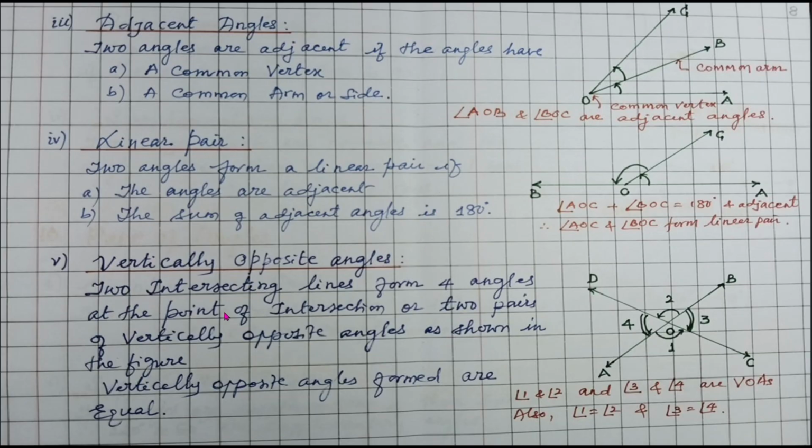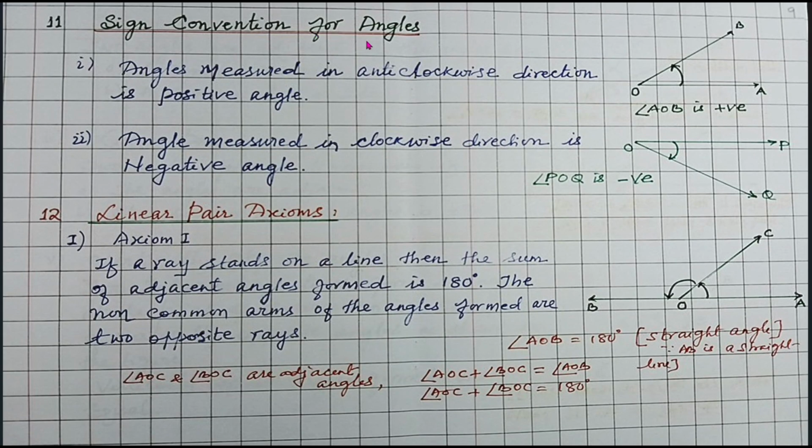Vertically opposite angles. Two intersecting lines form four angles at the point of intersection, or two pairs of vertically opposite angles as shown in the figure. Now we have AB is a line, CD is another line, they intersect at point O. Four angles are formed, and angle 1 and angle 2 are called vertically opposite angles. Angle 3 and angle 4 are called vertically opposite angles. Therefore two pairs of vertically opposite angles are formed, and very interestingly the vertically opposite angles are equal. That is, angle 1 is equal to angle 2 and angle 3 is equal to angle 4. Remember that.